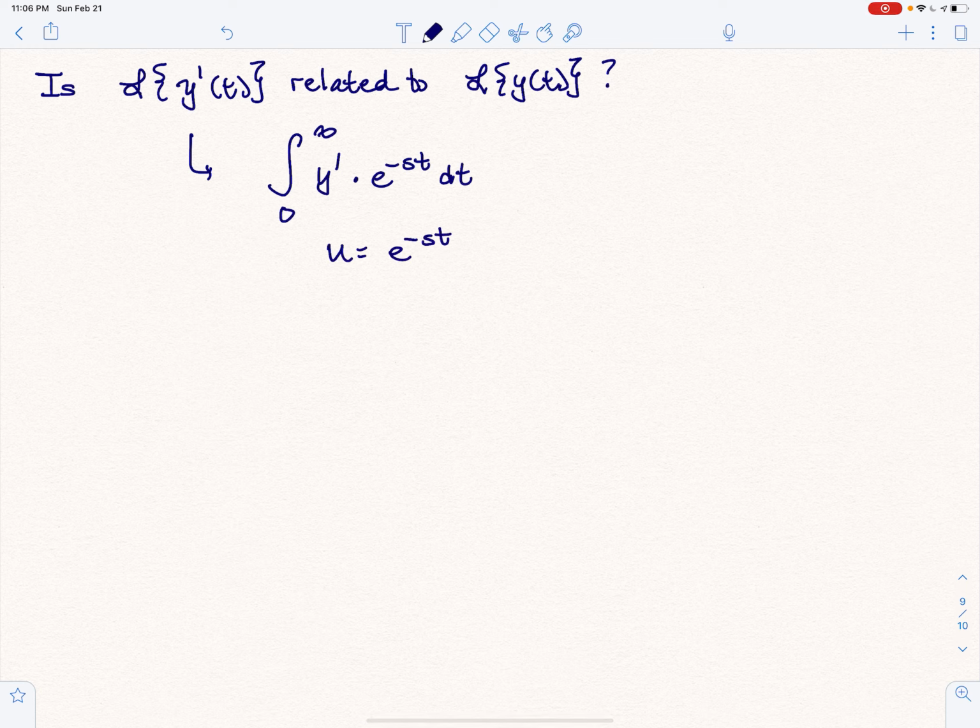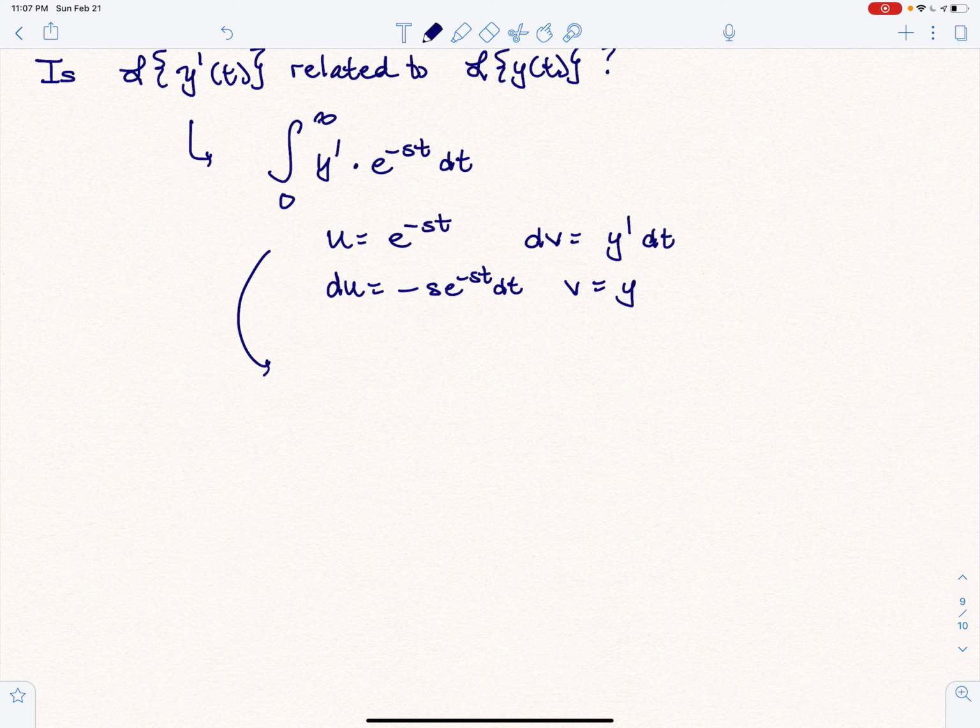So integration by parts says the integral of u dv is uv. So we have y e to the negative st, and that's evaluated at infinity and 0. So I'm going to write it that way for the moment. And then minus the integral of, well, it's y times negative s e to the negative st. So that minus and negative is going to become a positive. And we have s y e to the negative st dt, and that's from 0 to infinity.